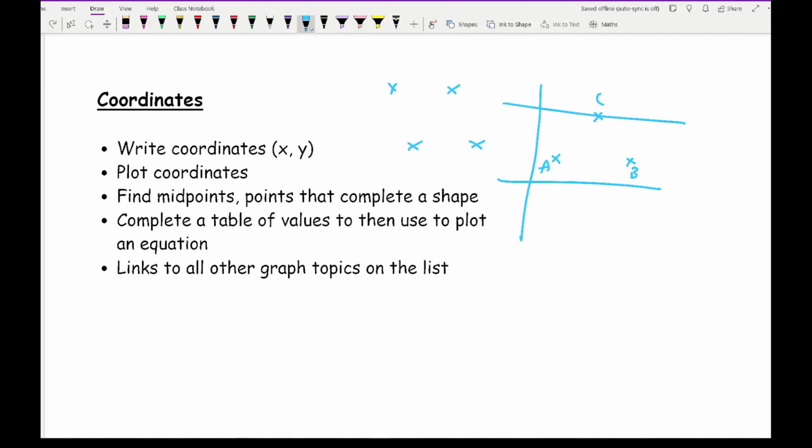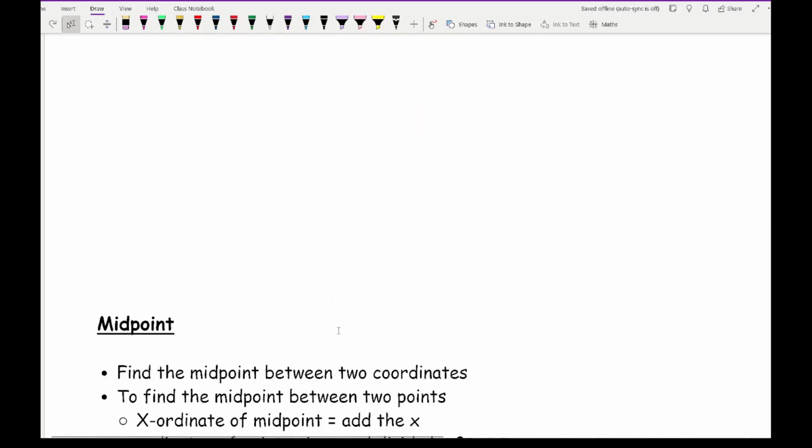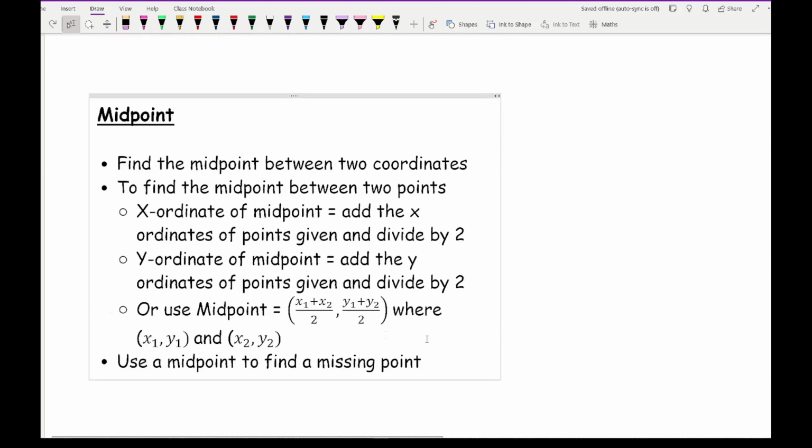You also need to be able to look at completing a table of values and then use this to plot an equation. Now, equation of a line is another topic on this section. So again, make sure you know how to complete a table of values by substituting numbers into an equation, completing a table, and then recognizing that the table values give you the coordinates that you then need to plot. And also, just to summarize, this topic is linked to virtually everything that we're about to talk about next. The next thing we move on to is midpoints.